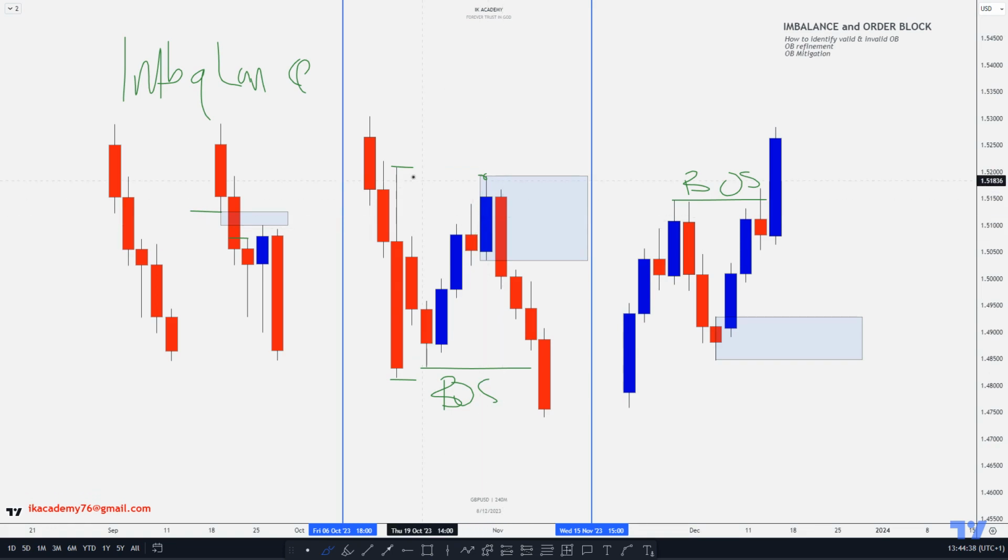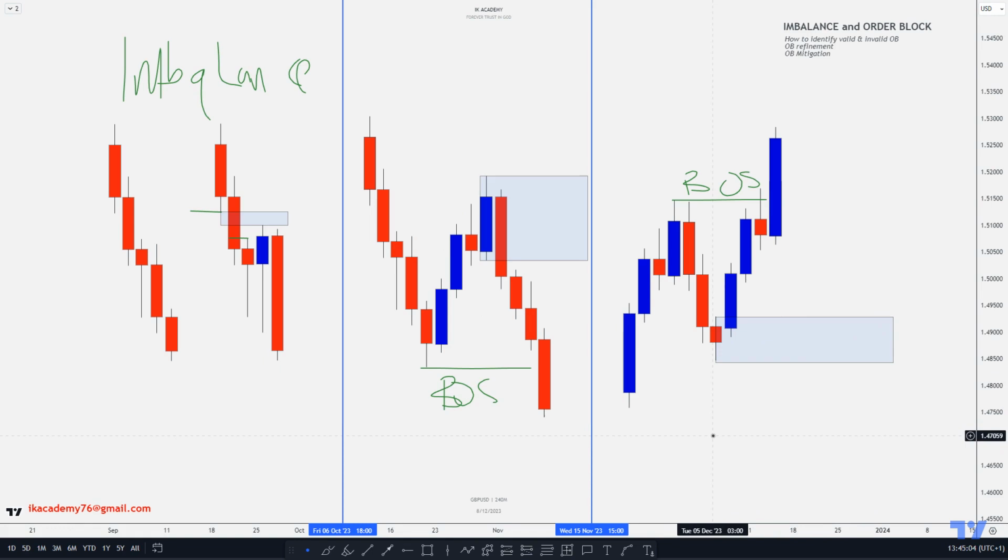So basically, if this is not a valid pullback, this cannot be our order block. Then we cannot pick that place as an order block. So that's it. That's basically what I want you guys to see. One of the things to pick a valid order block is to be able to identify a valid pullback. That is rule number one. That's what you have to know.